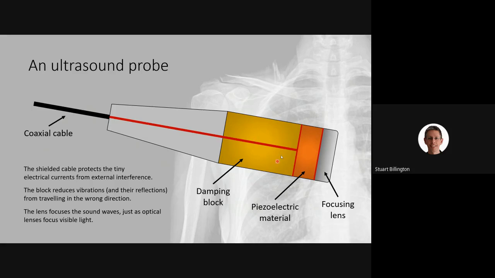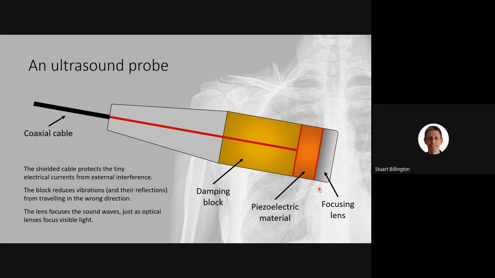So what we do behind the crystal is to put something reasonably heavy that will try to dampen away any of the vibrations that travel in this direction. And that prevents the reflections coming back and interfering with our signal. And then finally, on the end of the probe, we have an arrangement that works a lot like an optical lens in that it focuses the sound waves rather than allowing them to just spread out in any direction.